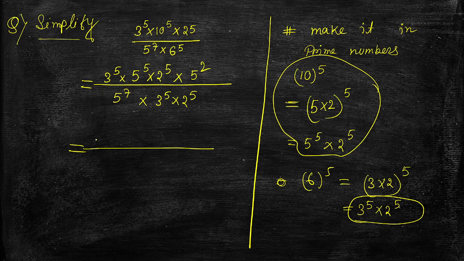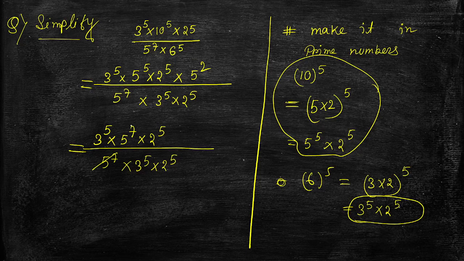Here, 3 to the power 5, 3 is only 1, so 3 to the power 5 is there. 5 to the power 5 and here is 5 to the power 2. So for the same base, the power will get added. So this is 5 to the power 7 and this is 2 to the power 5. Now here also 5 to the power 7, 3 to the power 5 and 2 to the power 5.